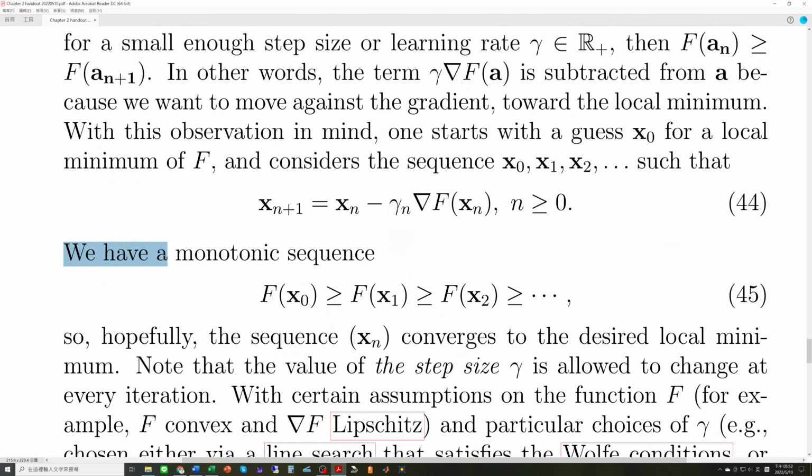Okay, we have a monotonic sequence, or specifically a monotonically non-increasing sequence: f of x0 is greater than or equal to f of x1, which is greater than or equal to f of x2, and is greater than or equal to etc.